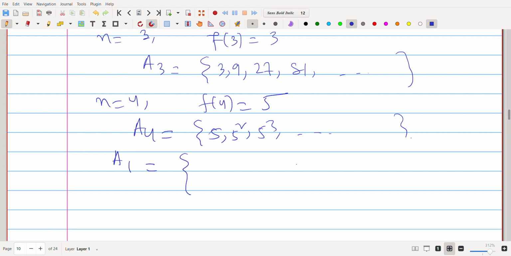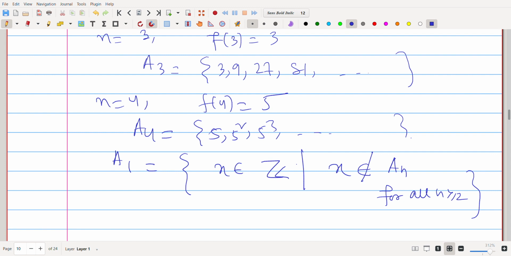And A1 equal to x belongs to Z such that x is not contained in A_n for all n greater or equal to 2. That means I am taking the complement of all these numbers. Okay, so that means clearly A1 intersection A_n is empty by definition, right?